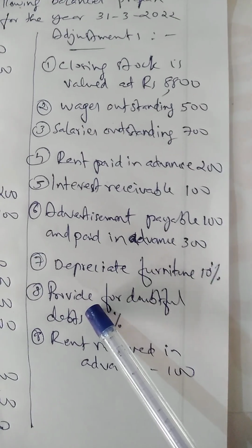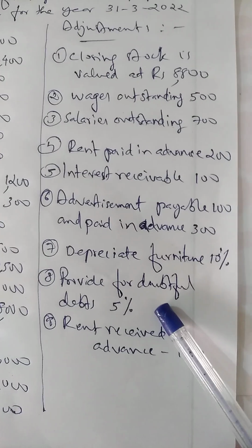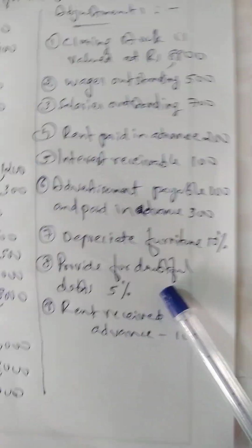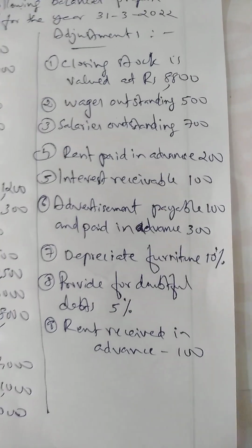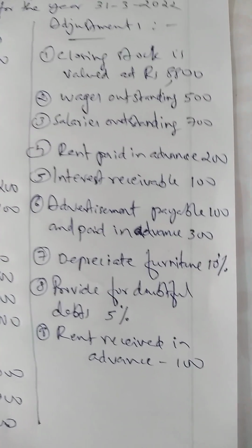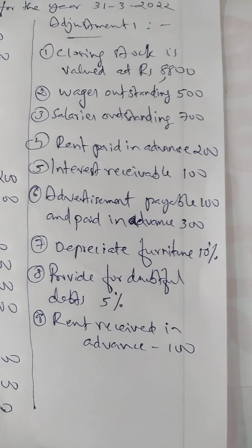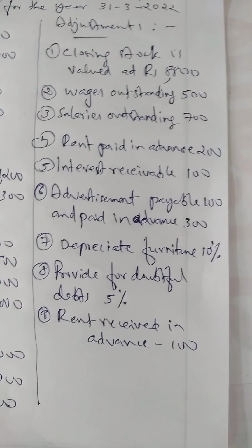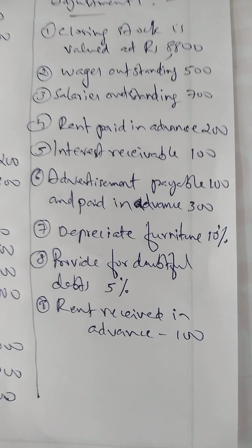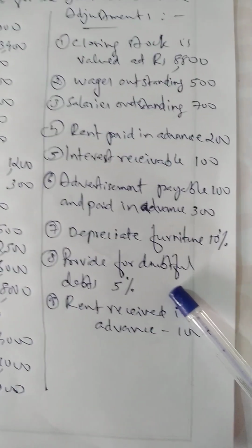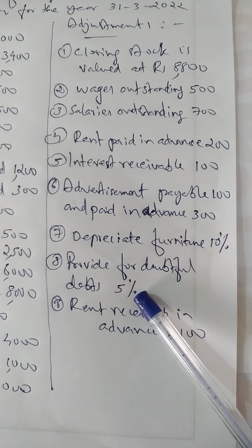Then another adjustment, it's an important adjustment. So provide for doubtful debt. It is sometimes called a provision for doubtful debt, or reserve for doubtful debt, or reserve for bad debt. So all are same. Provision for doubtful debt, reserve for doubtful debt, reserve for bad debt. Okay, all are same. It is given as 5%.